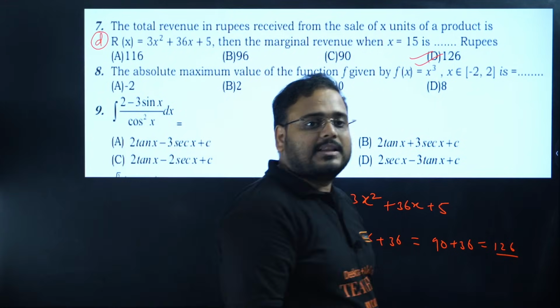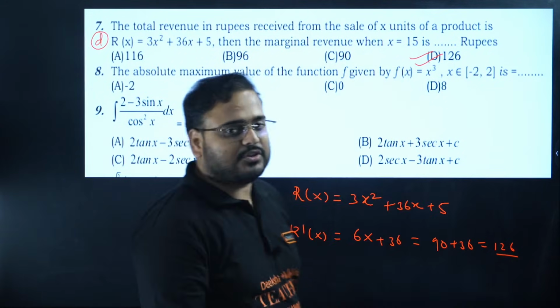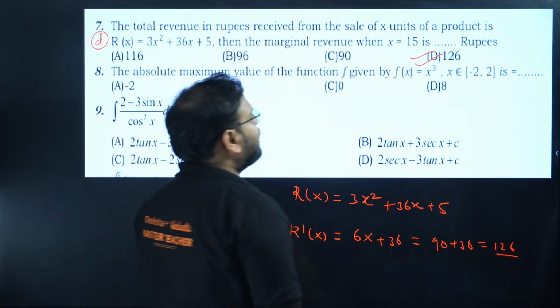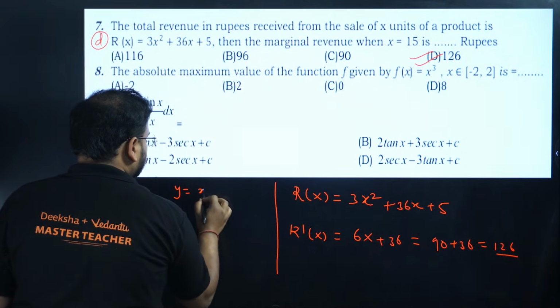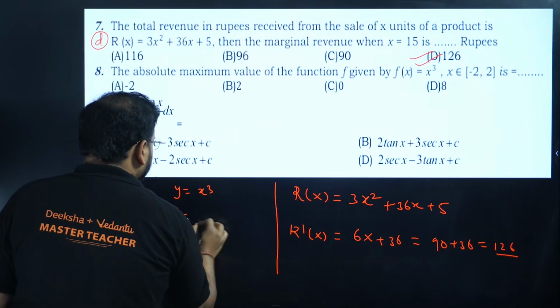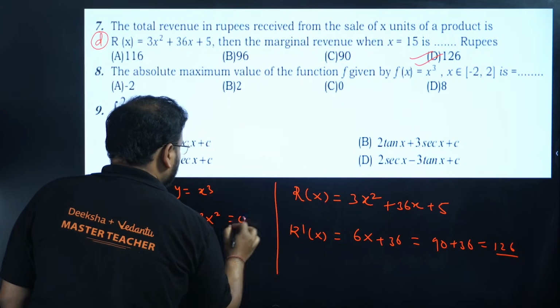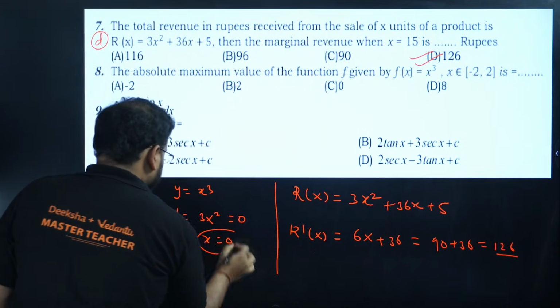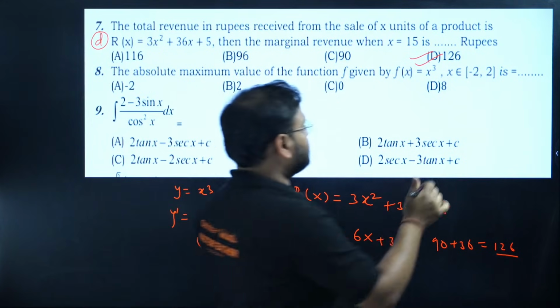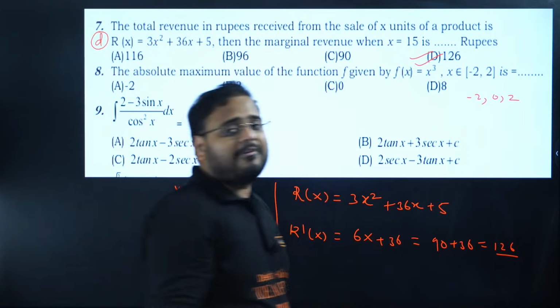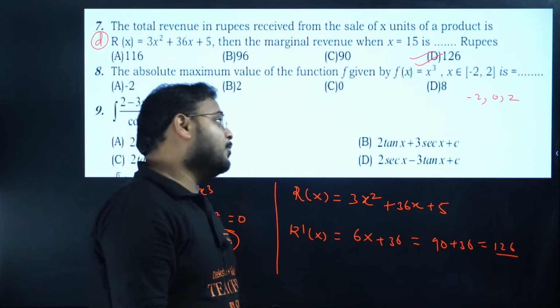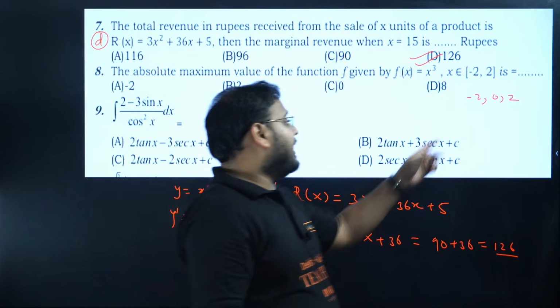Alright, next, the absolute maximum value of the given function. First of all, let's look for the critical value in this. We have the function as y equals to x cube. Derivative will give me 3x square, put it equal to 0. I get the critical value as 0. So in this we have 3 points to take: minus 2, 0 and 2. At minus 2 you'll have a value of minus 8. That's going to be local minima. At 0 it will be 0.